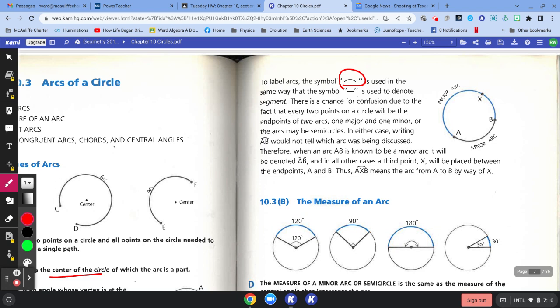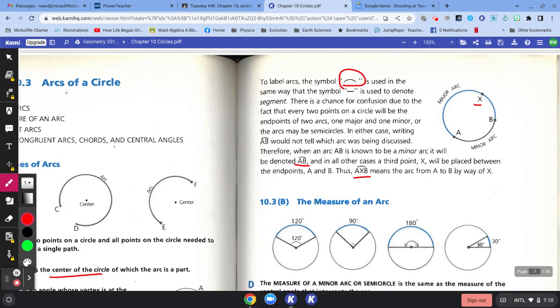Okay, so if there's a major arc, we're going to put a third point into it to make sure we know that we're going all the way around more than 180 degrees. So right here, this arc AB is the shortest curved distance around the circle. It's all the points between A and B the short way. If I call it AXB, that helps us know that we're including point X or some other point on the arc. So we're using the major arc. So that's going to be the major arc.